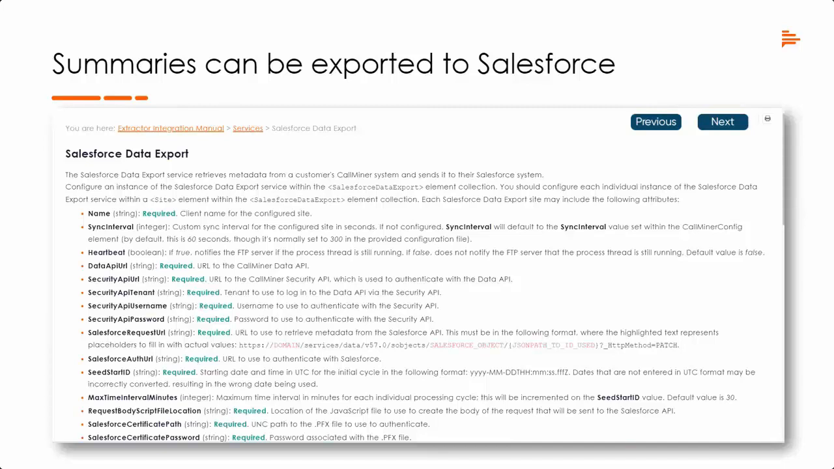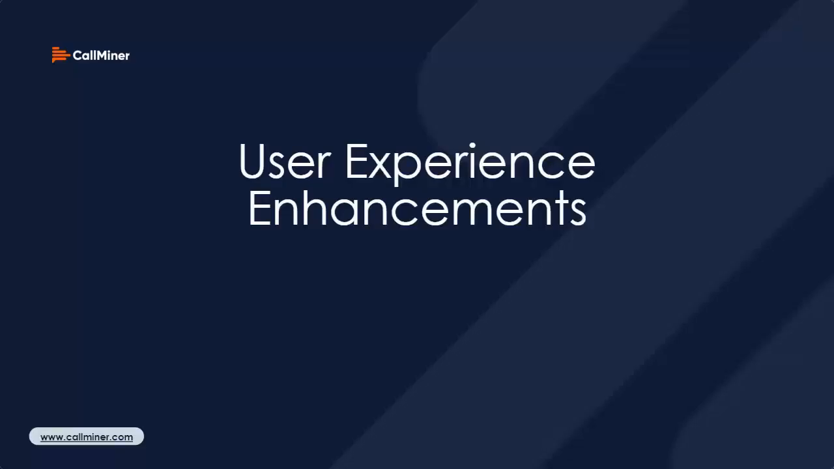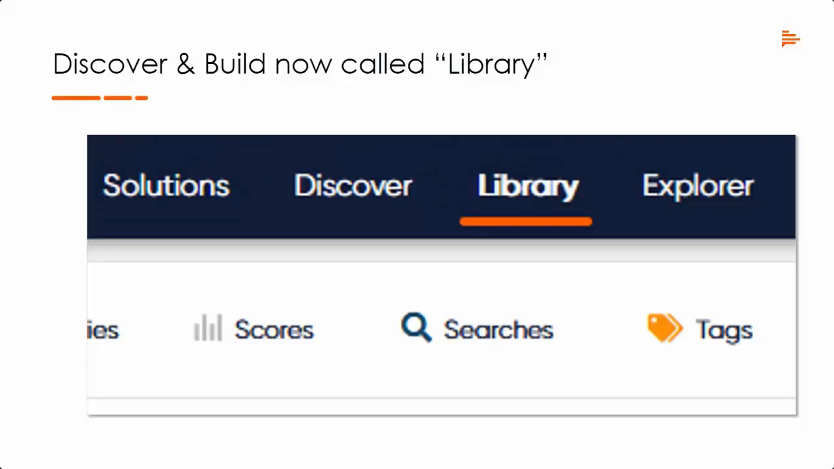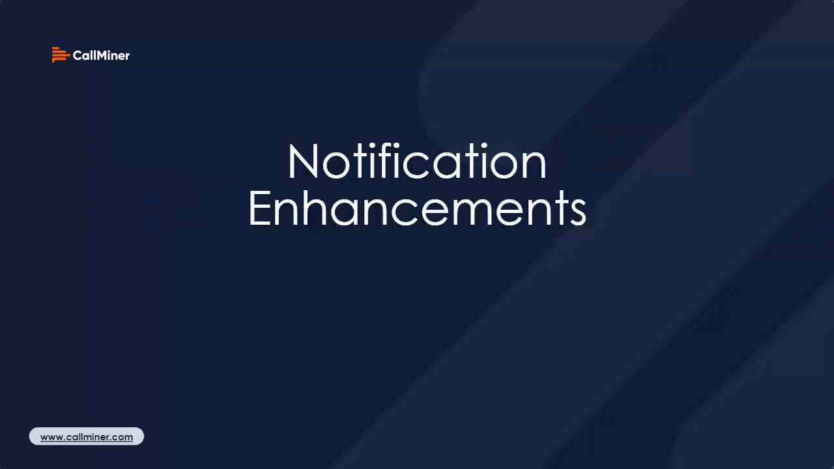In terms of user experience enhancements, we are changing the name of Discover and Build to Library. That's a pretty minor change, but ultimately you'll notice to the left of Library, we have a tab called Discover. That's something CallMiner is actively working on as we're setting the stage for additional AI to be added to the product. So we'll be changing Discover and Build over to Library.